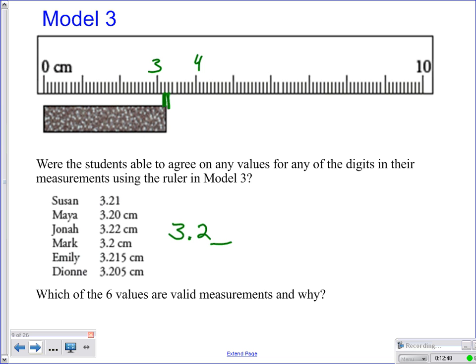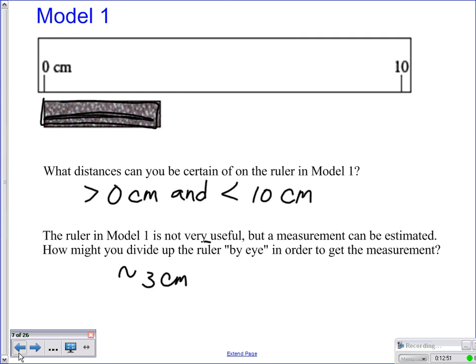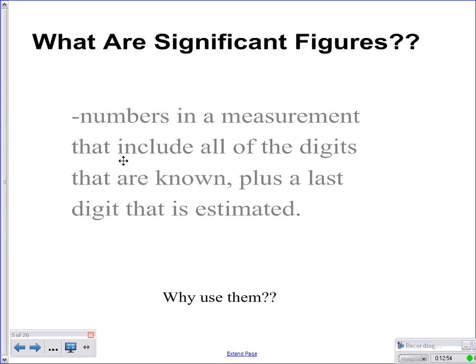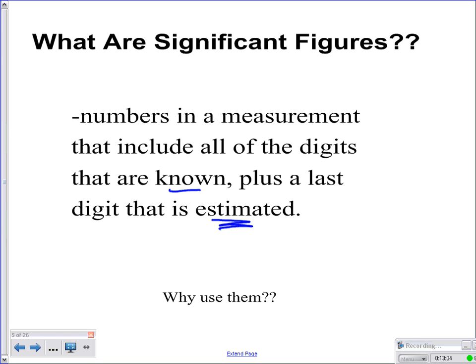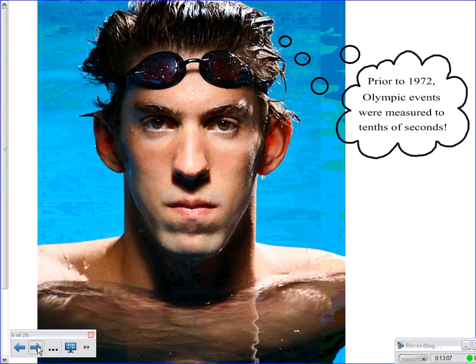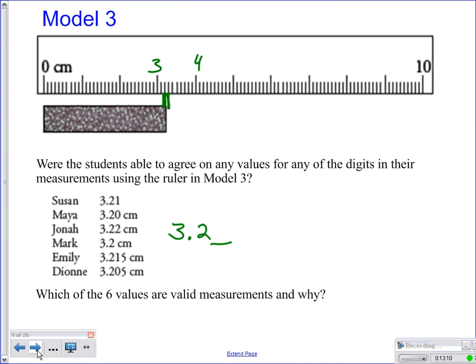So here's what I want to address. Let me just go back really quickly to this definition. Remember, we said that significant figures are numbers in a measurement that include all of the digits that are known plus a last digit that is estimated. So what that means, when we go through this, is that the 3 is definitely a known value. That 0.2 is definitely a known value. We see that it hits that 0.2. It's beyond that 0.2, or at least to that 0.2. So that's a known value.